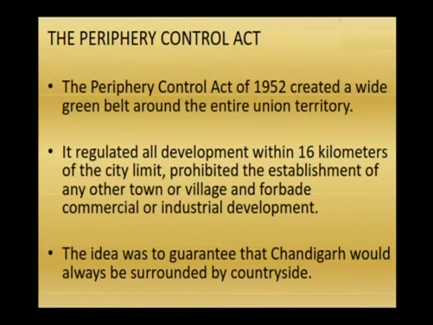The idea was to guarantee that Chandigarh would always be surrounded by countryside. So, Le Corbusier was literally a very controlling planner. He knew that the future would change, the population would change the layout, and he wanted to ensure that that would not be the case. So he made sure that the government would pass a Periphery Control Act, which would restrain any construction around the city of Chandigarh up to a level of 16 kilometers. And beyond this, only any new establishment could come about.